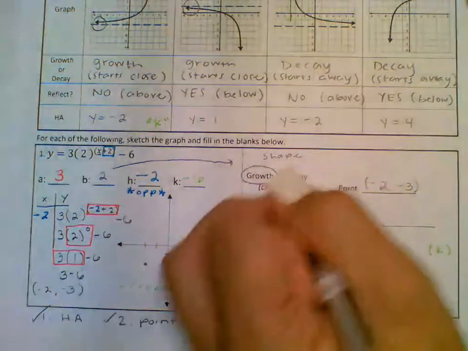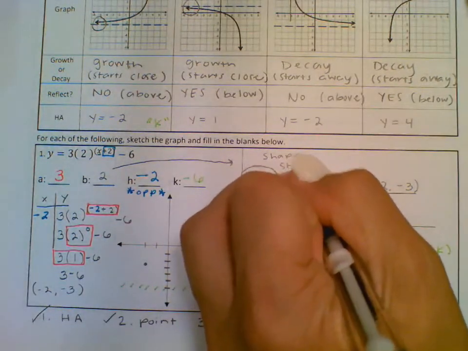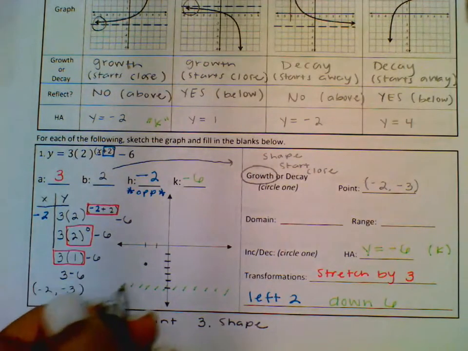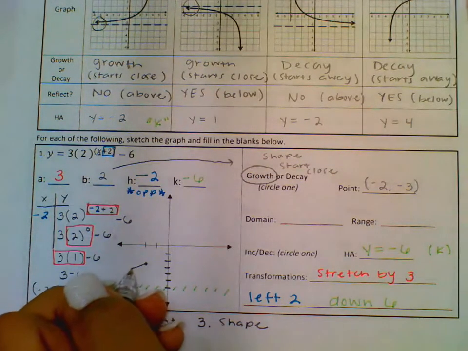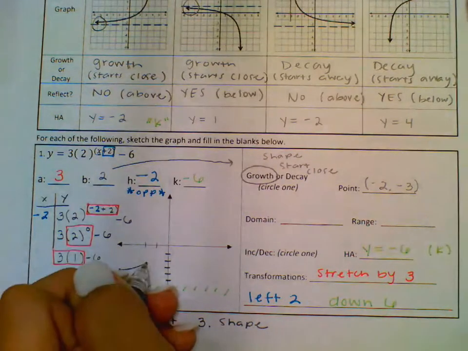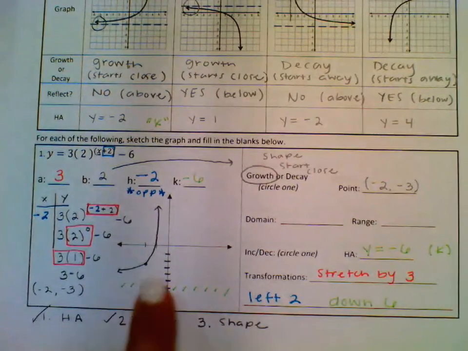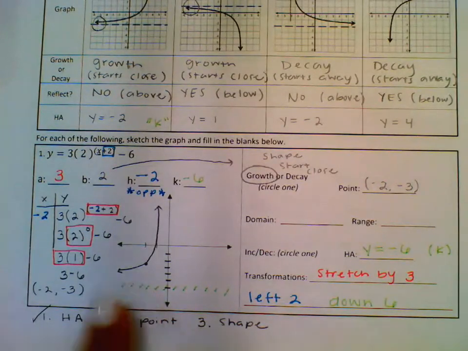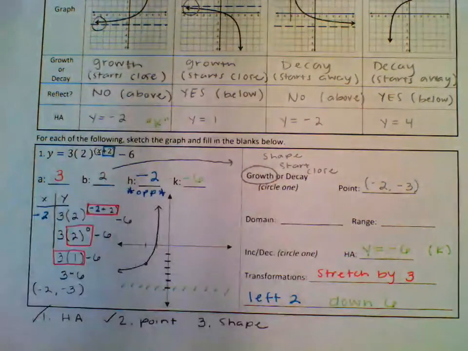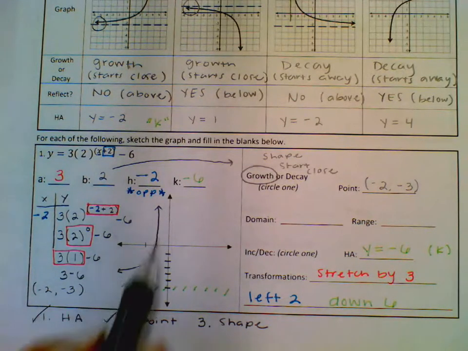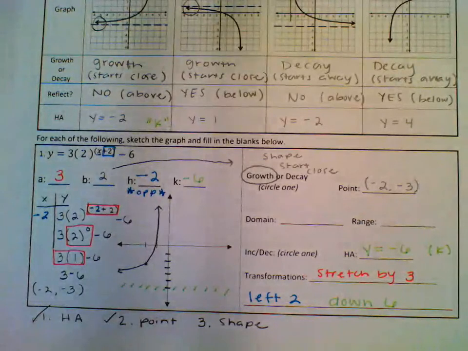In this case, the shape is going to start close. So growth starts close to the asymptote on the left side, and it gets further away on the right side. And again, it is a little bit further away from the asymptote than we were seeing over here, and that's because of the stretch. But just start close on the left side and get further away from the asymptote on the right side.